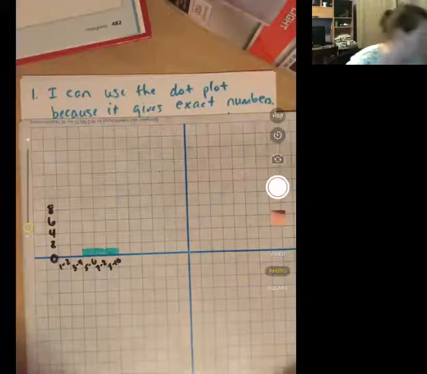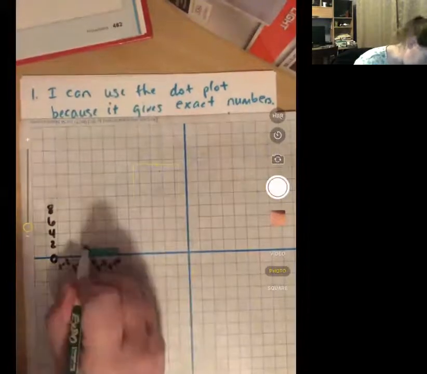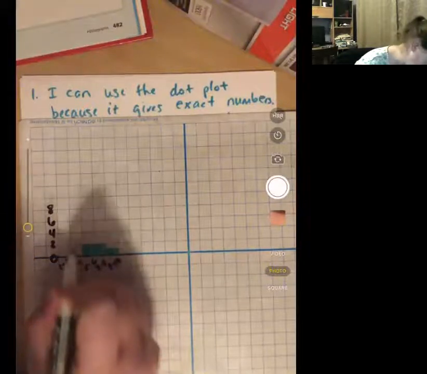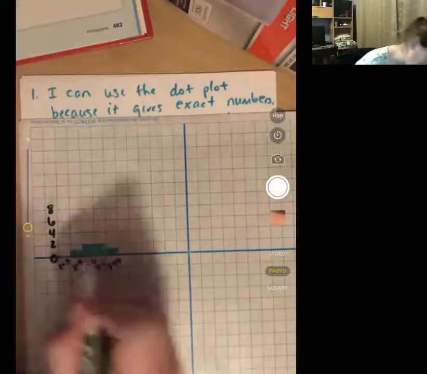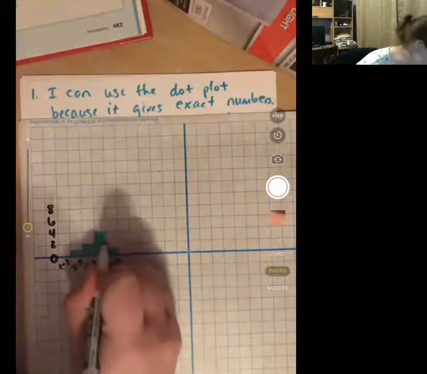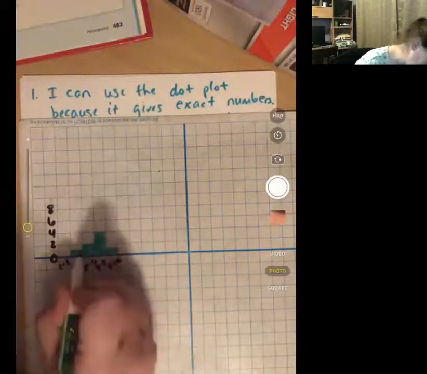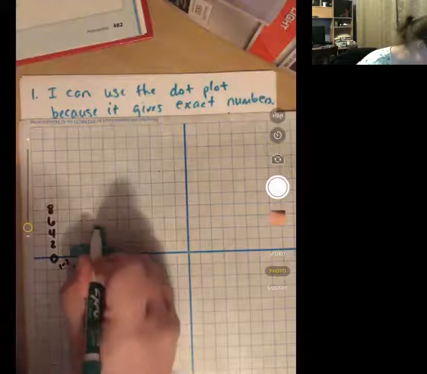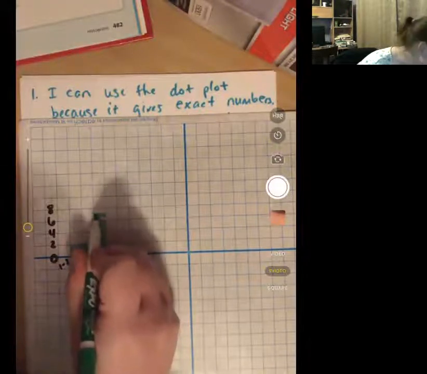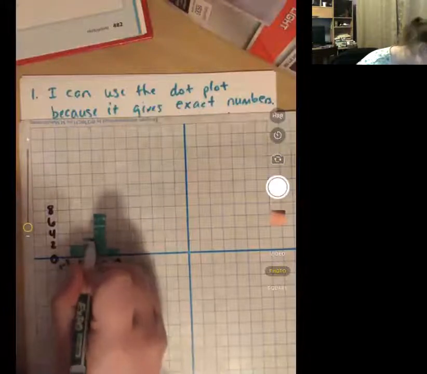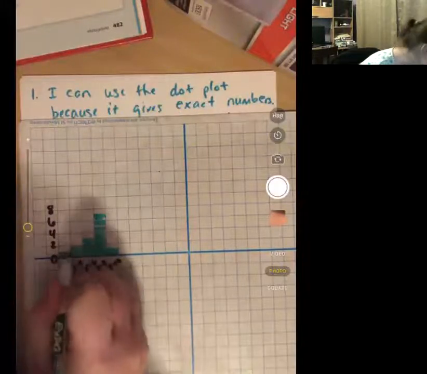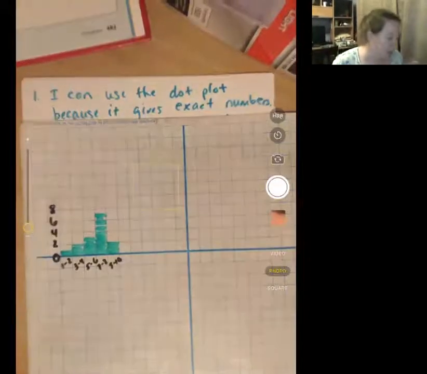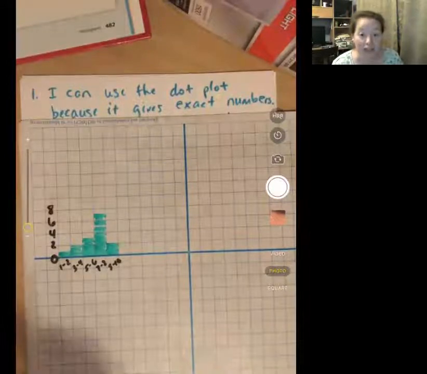Okay, so we are going to do another 5, another seven, a four, two eights. So that'll be that entire thing. A three, a seven, an eight, a seven, a five, a one, a 10. Okay, so that's what mine ended up looking like.